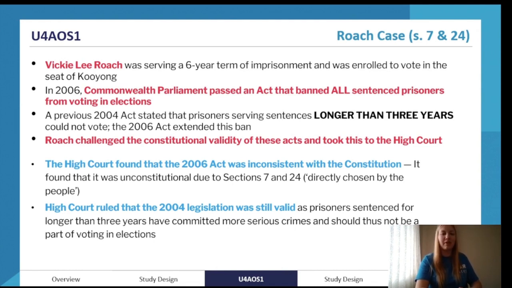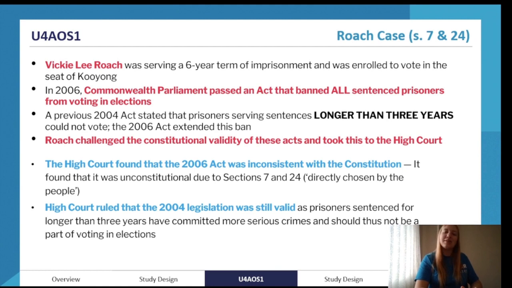So Roach was upset about this and challenged the constitutional validity of these acts and took it to the High Court. Not sure how Roach had the funds for this, but very interesting, very noble. And this challenged that law that the Commonwealth Parliament passed. The High Court actually declared in Roach's favor because they found that the 2006 Act was inconsistent with Section 7 and 24 of the Constitution.